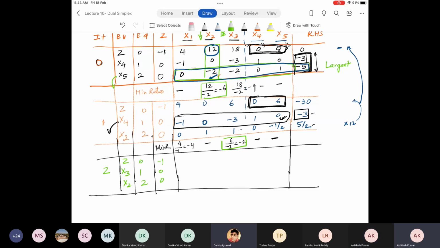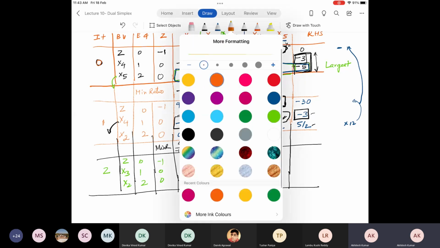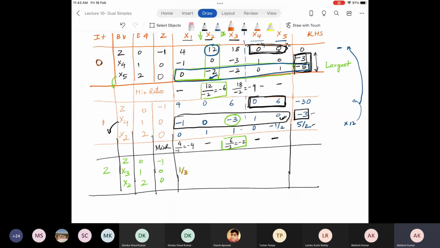No, sir. Okay, so this one, we need to make this coefficient 1. So we'll divide it by -3. If we divide it by -3, we'll get 1/3. Then this 0 remains 0. This becomes 1. This becomes -1/3, 0. And this guy becomes 1.